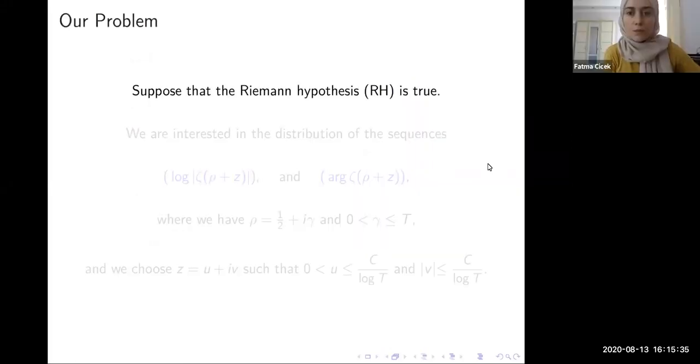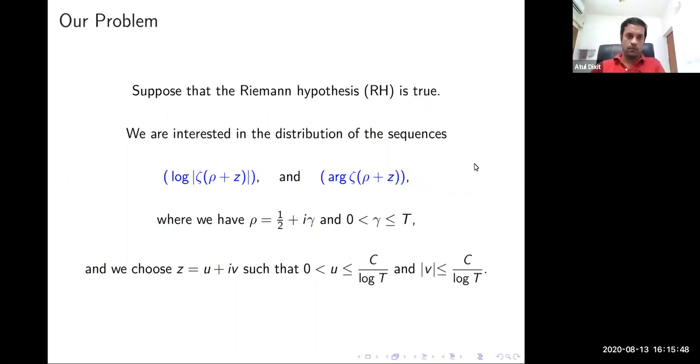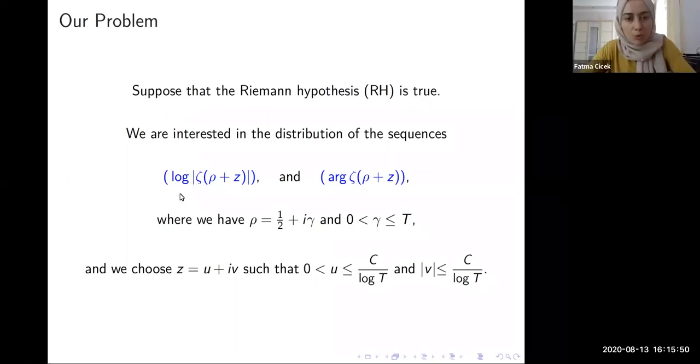So now let's come to the title of this talk. During the talk, I will assume the Riemann hypothesis from now on. And what I want to work with is these sequences. I will look at the real part and the imaginary part separately. In fact, most of the time I will focus on the real part of the logarithm. Here rho just denotes an arbitrary zero of the zeta function. Since we assume the Riemann hypothesis, we will write it as 1/2 plus i gamma.